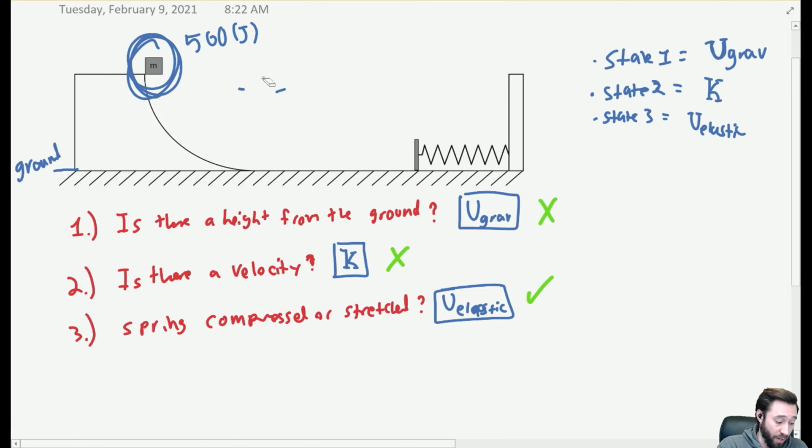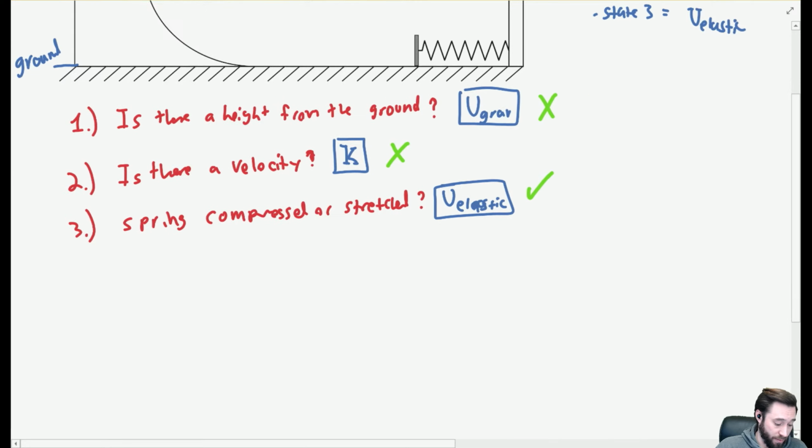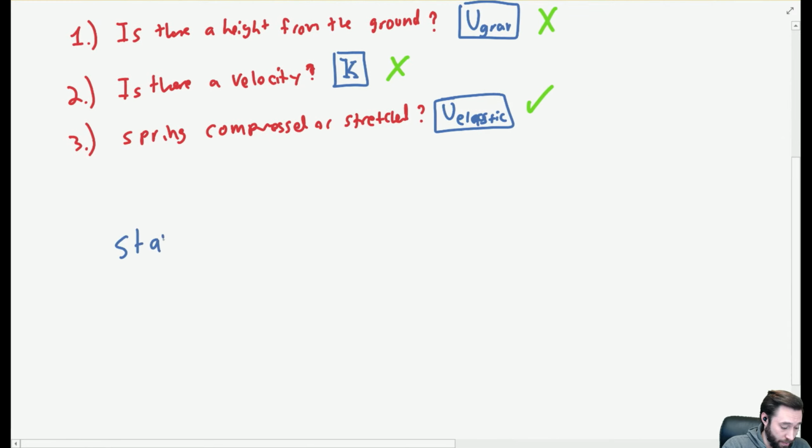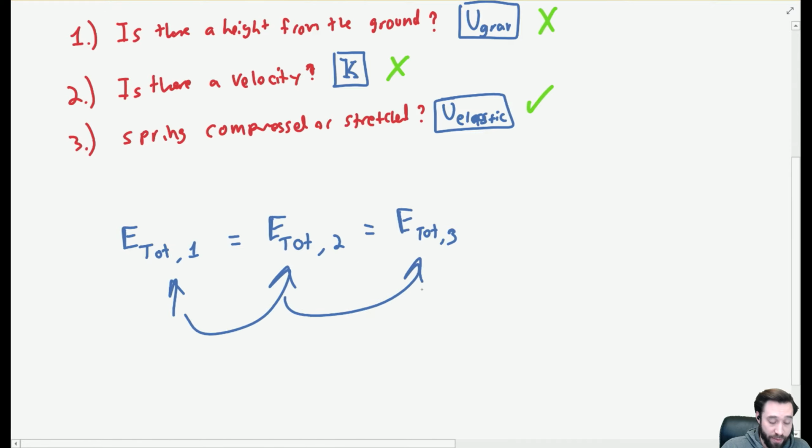So if they're all the same number, that means that we'll do this. Energy total at state 1 equals energy total at state 2 equals energy total at state 3. All the energy is conserved. So that means that all the energy that I start with will be at state 2 and will also be at state 3. No energy is lost. Hopefully everybody's tracking with that.